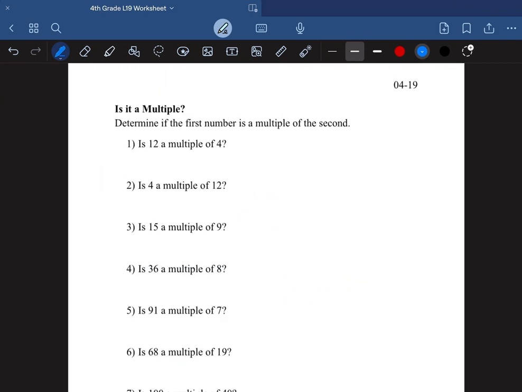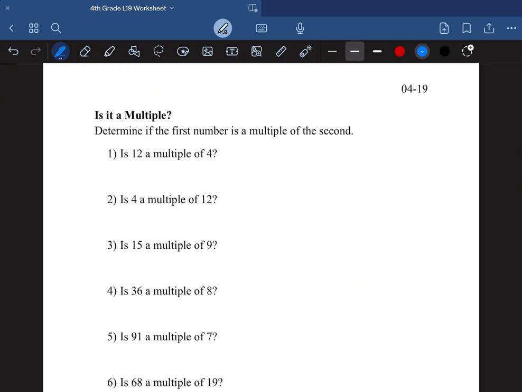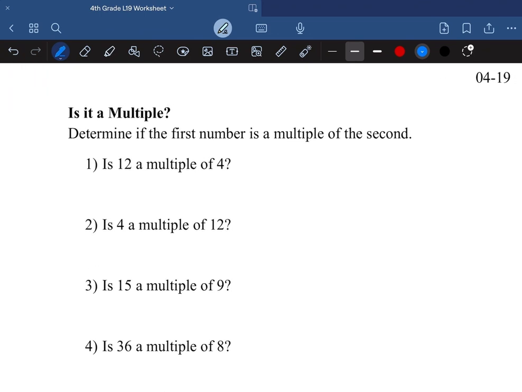Is it a multiple? Determine if the first number is a multiple of the second. So number 1, is 12 a multiple of 4? What we can do to check this is divide 12 by 4, and we get 3. So 12 is a multiple of 4.